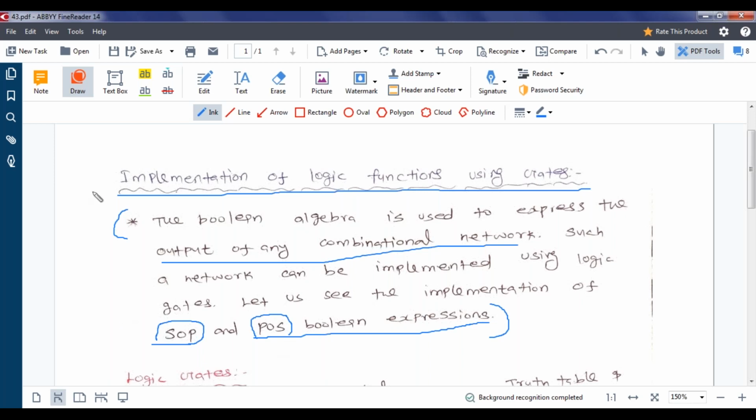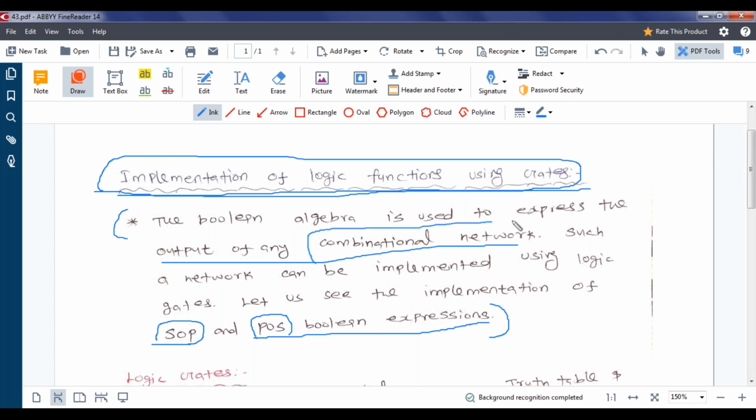That is what implementation of logic functions using gates means. Okay? So implementing Boolean expressions through logic gates will be called a combinational network. Okay? Combinational network is nothing but implementing Boolean expressions through logic gates.